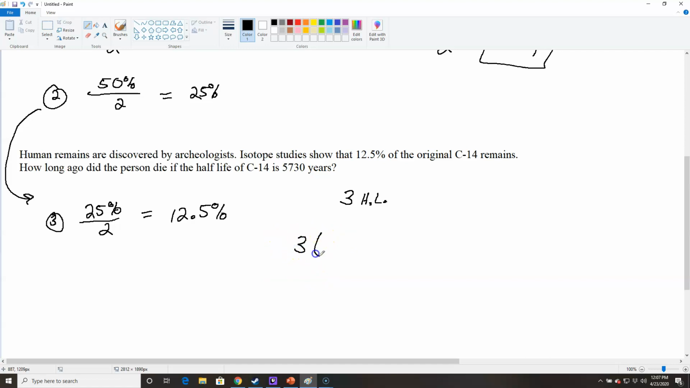So 3 half-lives have gone by out of 5,730 years per half-life. So the result would be, 573 by 3 is a number that I can't do in my head at the moment. 573 by 3, 1719. So 17,190 years. That's how long ago this particular individual passed away.